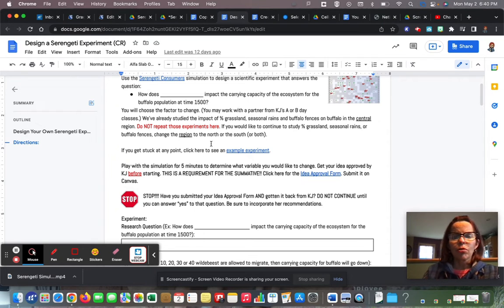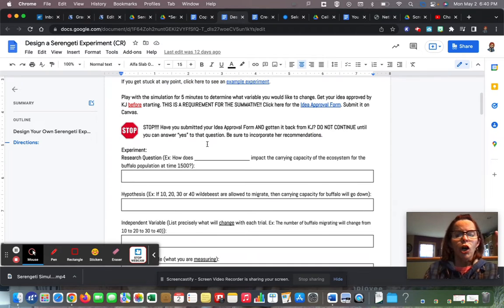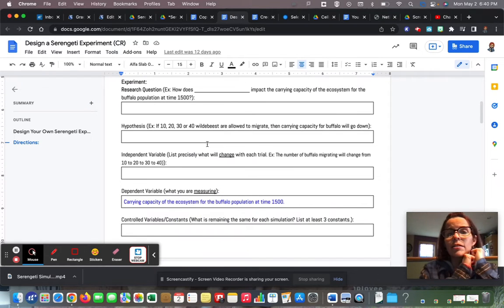Okay, so let's take a look. It says here there's some things I'm going to change on the video. I'll fix this, but it says here you may work with a partner from my classes. You guys don't get to work with a partner, so you're going to need to do this independently. But I'll get this up to date for you. All right, so let's jump right here to the research question. It says, how does blank impact the carrying capacity of the ecosystem for the buffalo population at time 1500?